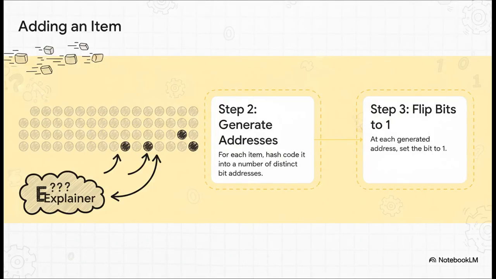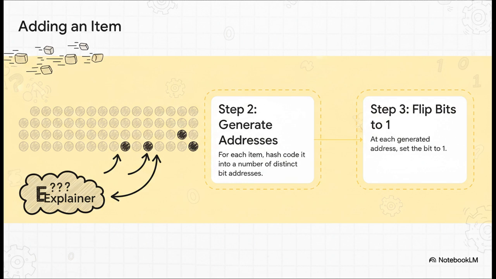Okay, here's how it works. Imagine you've got this long strip of light switches, and they're all in the off position, all set to 0. Now, let's say you want to add the username explainer. You run it through a few different secret formulas, hash functions, and they spit out, say, 3 different locations on your light switch panel. You just go to those 3 switches and flip them to on, from a 0 to a 1, and that's it.